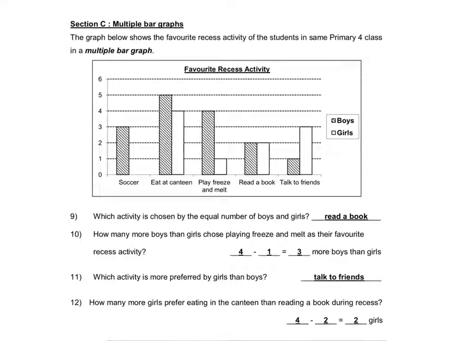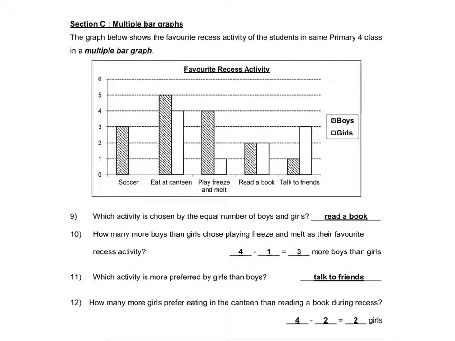So now take a look. Which activity has an equal number of boys and girls? You can see from here that for reading, the number of boys and girls who like to read books are the same. Next, how many more boys than girls prefer freeze than melt? We see freeze and melt, and yes, there are more boys than girls. So what we are looking for is this part here, and we need to use the boys minus the girls.